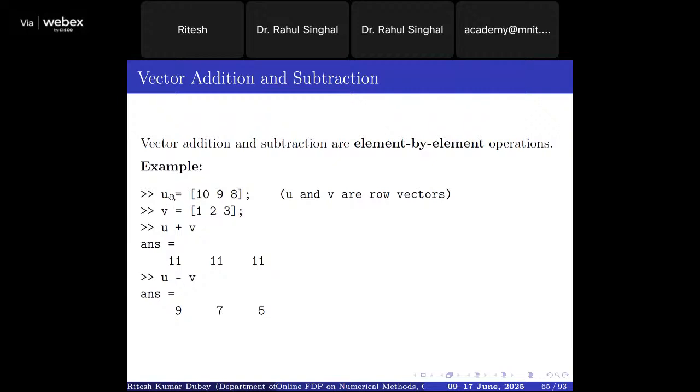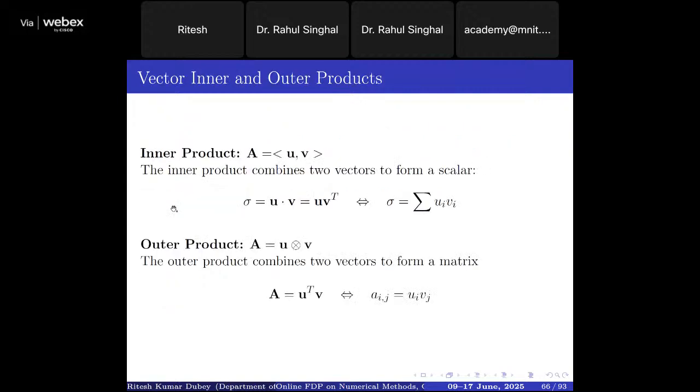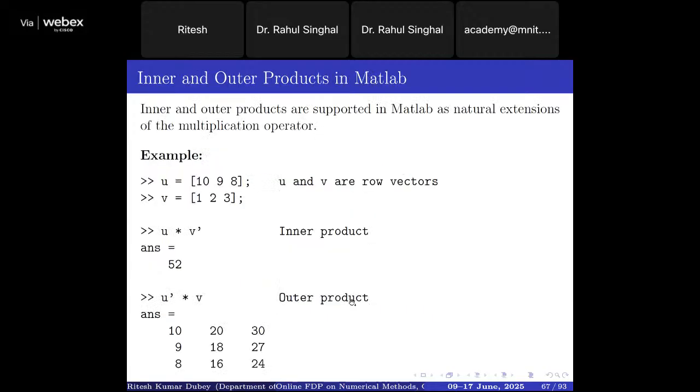You should have vectors u and v of the same size, and there are notions of inner product and outer product in mathematics. Mathematically, the inner product of u and v is defined by u v transpose, and the outer product is u transpose v. In MATLAB, you can define them as u star v transpose and u transpose star v. In the inner product you get a scalar value, and in the outer product you get a matrix. It's very simple.